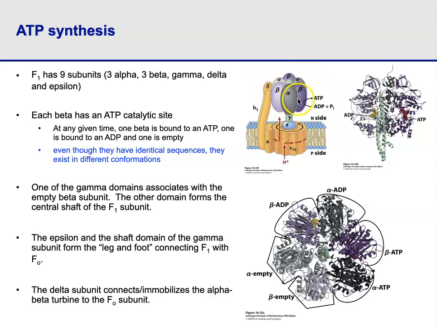The alpha beta part does not move. So anything that has a different color than yellow, except the delta, is F1, and all the other subunits that are just labeled A, B, C are F naught.